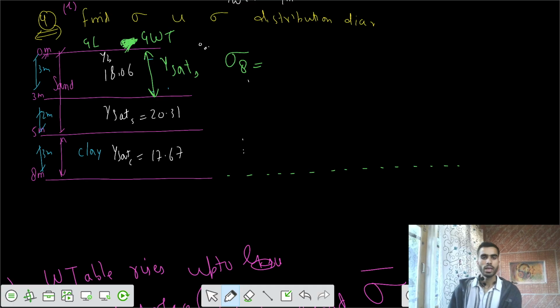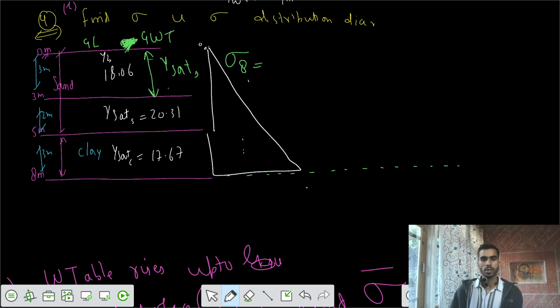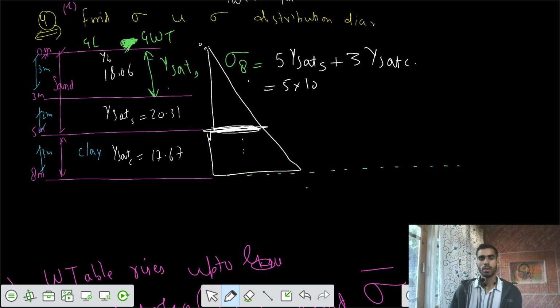So I would say the value of the stress at the 8-meter section would be a linear variation somewhat in this fashion, such that at this location we have some value. How much is the sand layer? 5 meters. So I would write 5 gamma sat for the sand plus 3 gamma sat for the clay layer. That's your total stress at the bottom. So 5 into 18, yeah, 20.31.